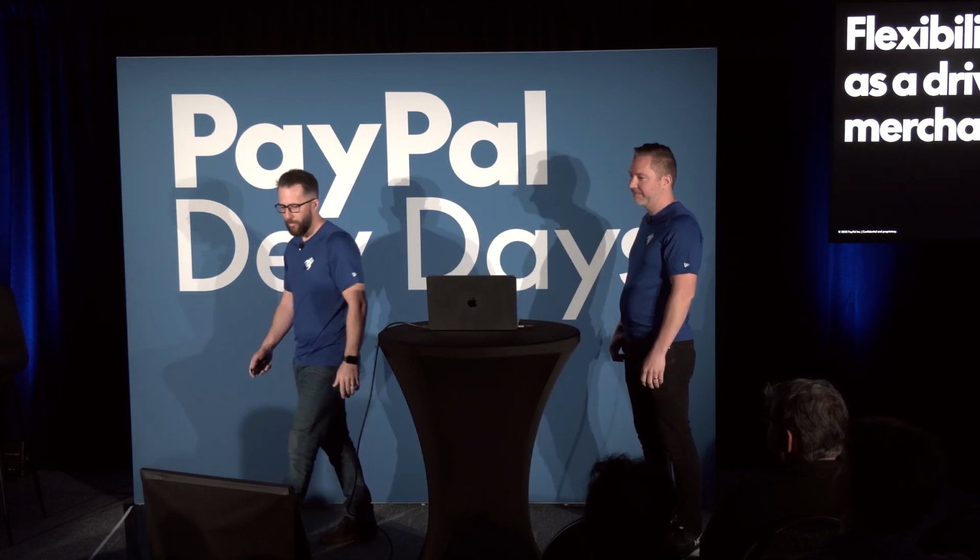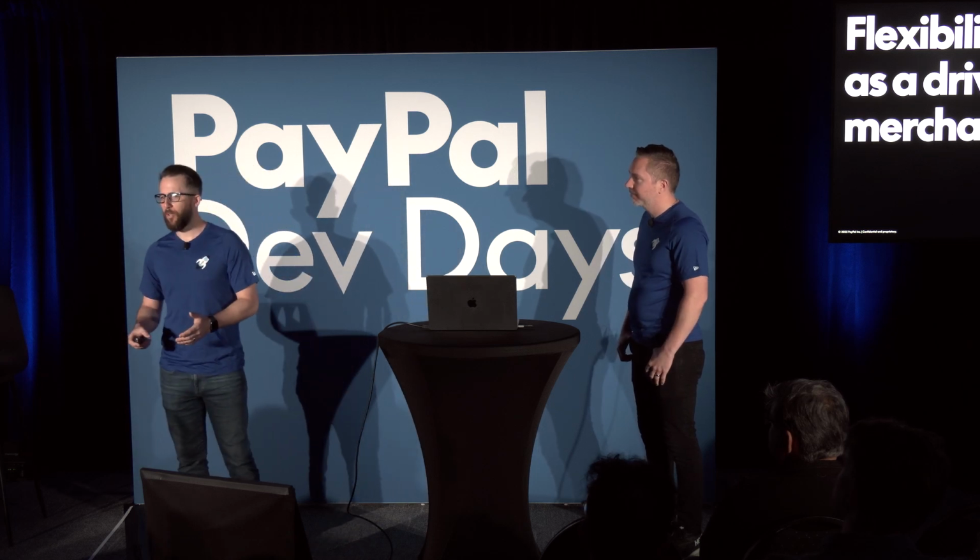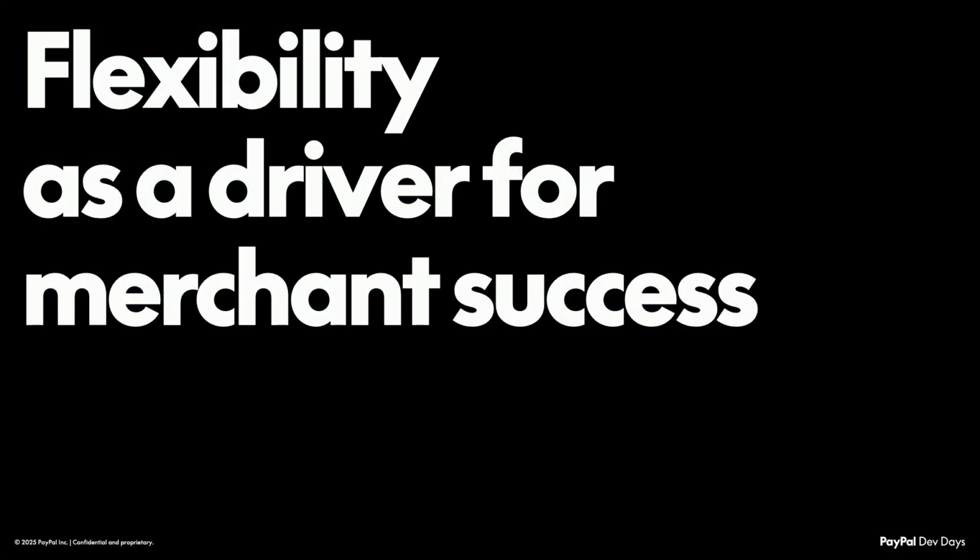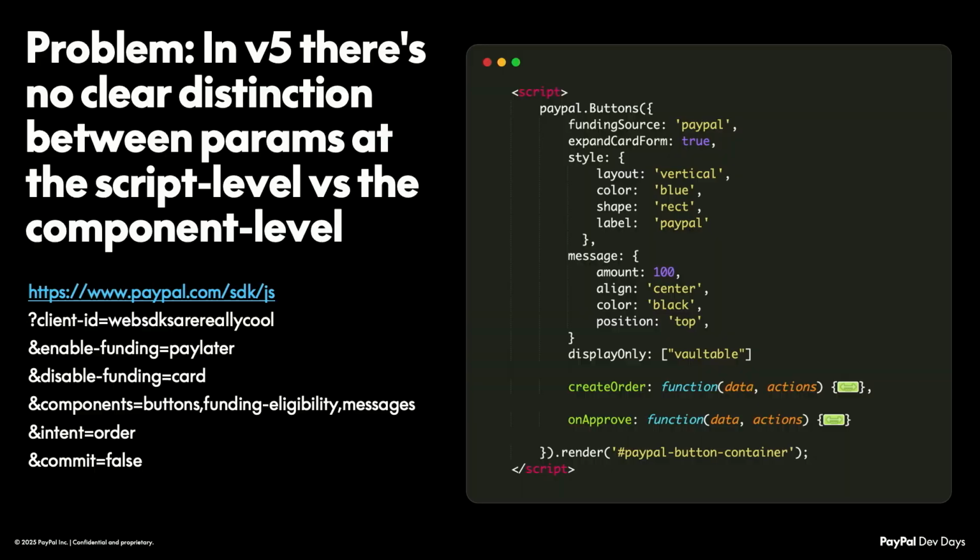All right. Let's talk about how flexibility was a driver for merchant success when we were designing this SDK. First, let's take a look at V5 here. So we know that we need a flexible SDK. We need one in V5, we need one in V6. How we expose that flexibility is through these params at either the script level or in the buttons object. So you can see here, this is on the very right, this is a standard SDK URL that you would put in your script tag.